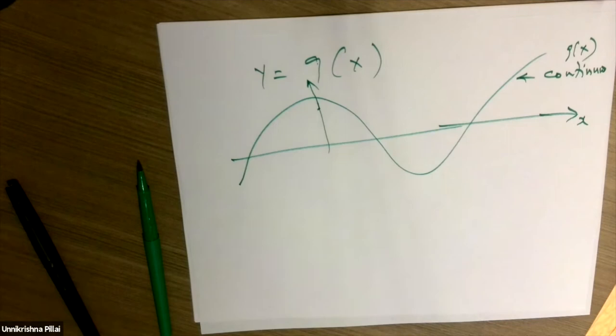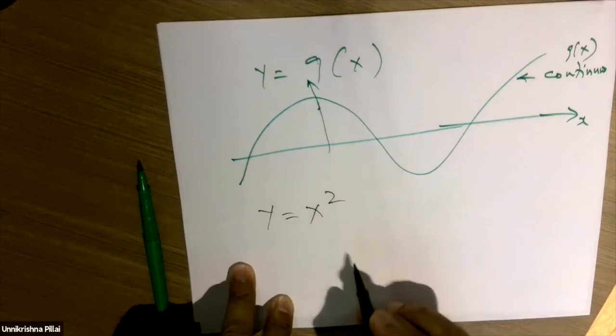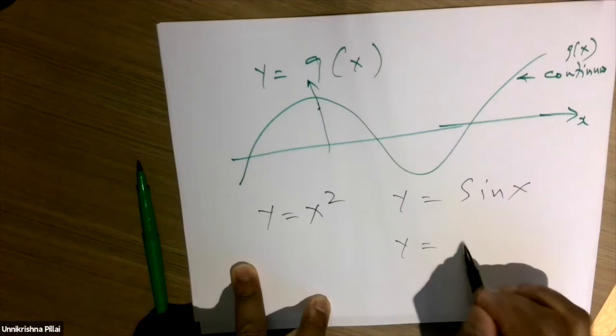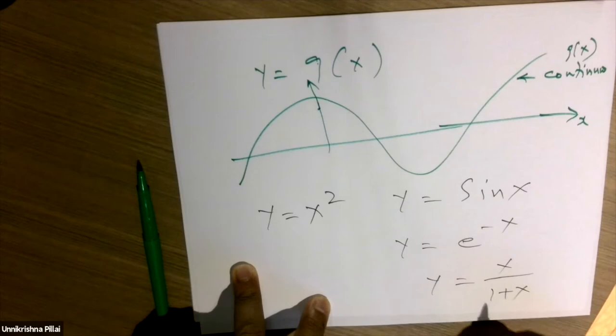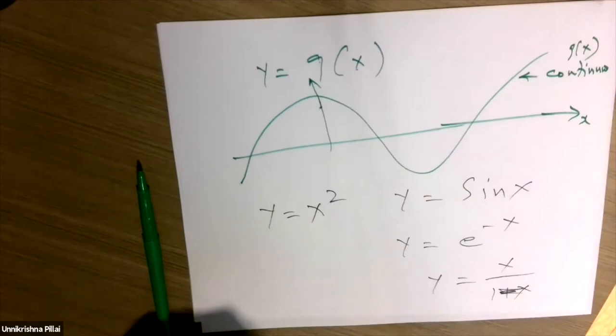So what is this? Sometimes what happens is you get problems like this, y equal to x squared, y is sine x, y is e raised to minus x, or y is x over 1 plus x, etc. Or 1 minus x. These are all continuous functions, and we can develop a formula, which is what I want to do.